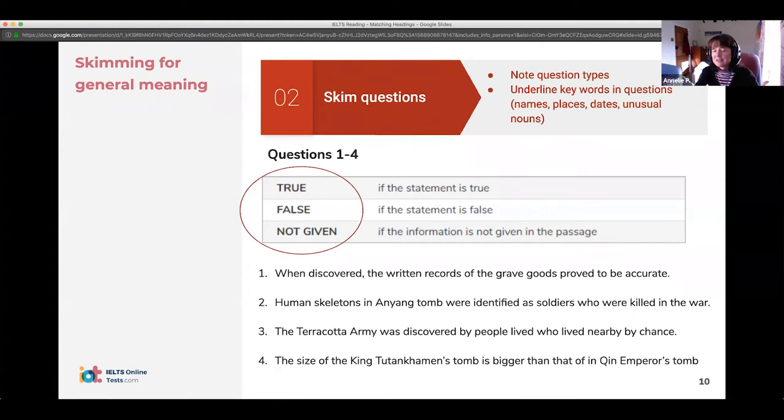So keywords tend to be anything like a name or a date, a time period, very good to underline, because easy to find in the passage. Numbers are easy to find in the passage. Anything with a capital letter is easy to find in the passage. And they don't tend to be rewritten using synonyms or paraphrases. Okay, you're going to see that information exactly the same way as it is in the questions. Okay, and sort of technical words, if I can put it that way, also, because again, they don't tend to be changed into synonyms, and they will help you find the right place in the passage. Okay, so that would be the unusual nouns.